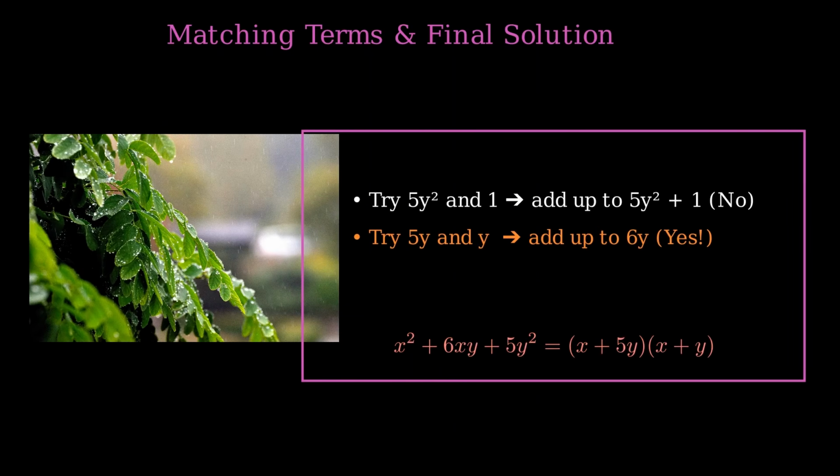5y squared and 1 add up to 5y squared plus 1, which is incorrect. However, 5y and y add together to make exactly 6y. This matches the middle term. So, our final factored expression is (x + 5y)(x + y).